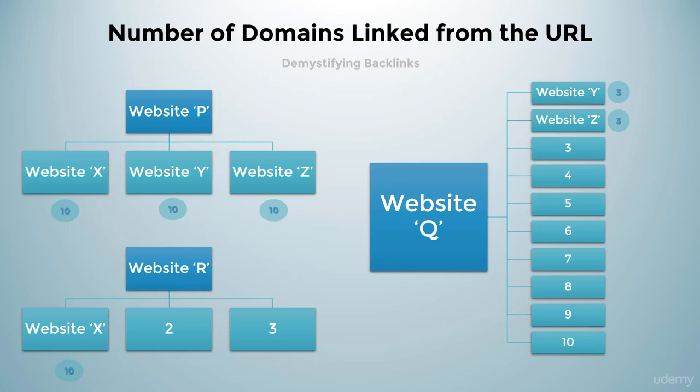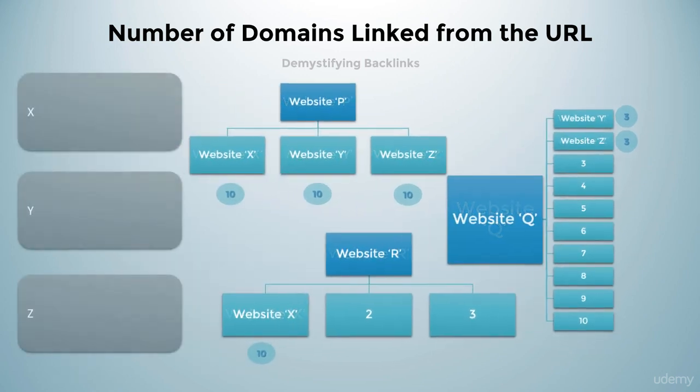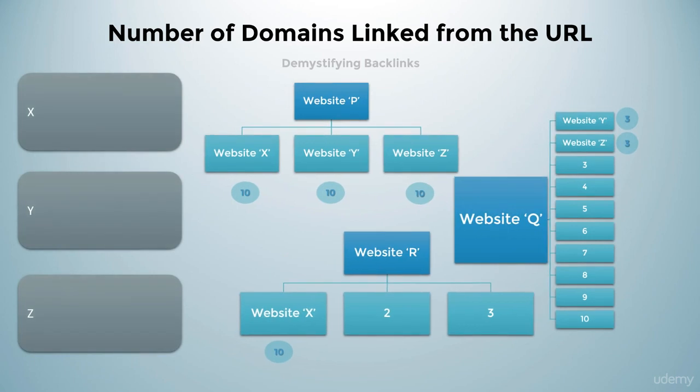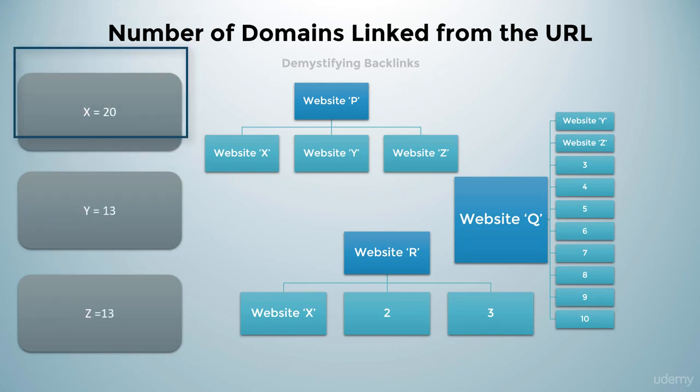Now let's add all the points for X, Y and Z. X equal to 10 plus 0 plus 10 equal to 20 points. Y and Z equal to 10 plus 3 plus 0 equal to 13 points. Hence, website X will rank higher than Y and Z. This example highly simplifies the concept employed in actual algorithm to make you understand how the flow of link juice works when more than one link is provided in any given page.